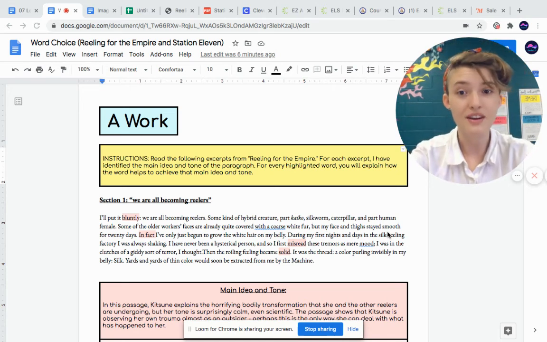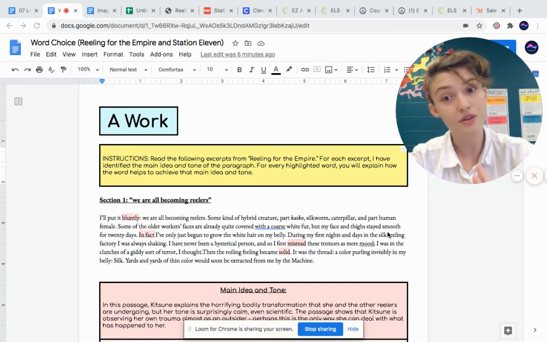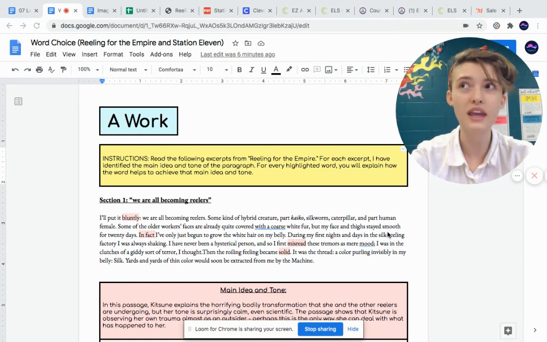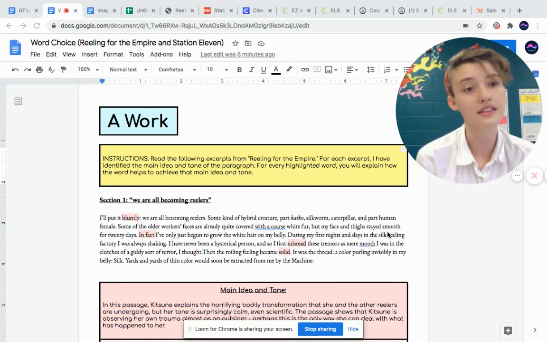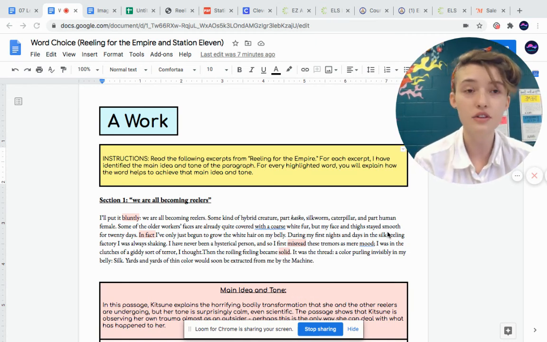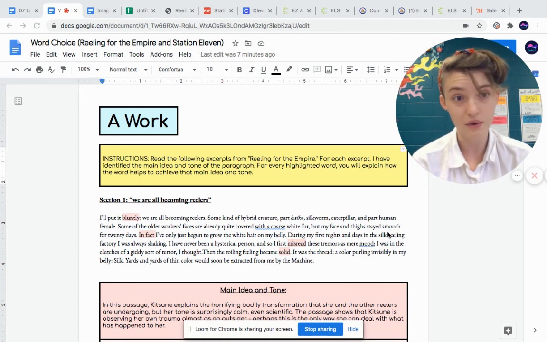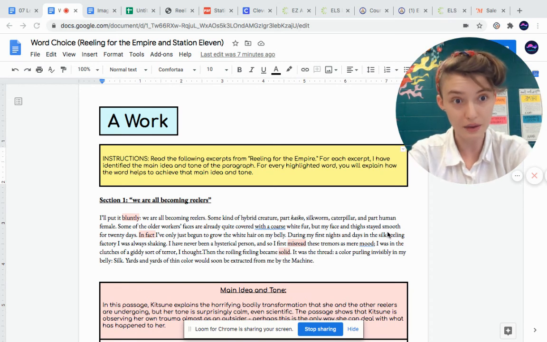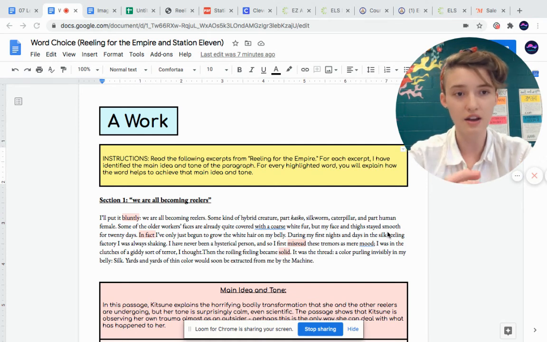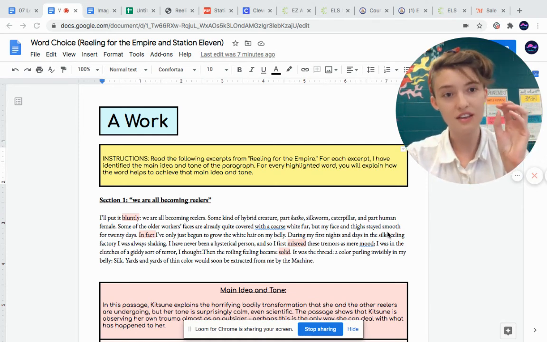But today we are talking about Reeling for the Empire, and we are talking about author word choice. So we ask this question a lot in English classes, right? Like, why did the author use this word? And that's difficult to teach as a skill because there's always a different reason, right? Like, you choose a different word in a different situation for a lot of reasons, depending on what you're trying to do. So the way that this assignment works is I tell you what the author is trying to do, and then you try to trace, okay, well, if this is what the author is trying to do, then how does this word choice help them to achieve their goal?